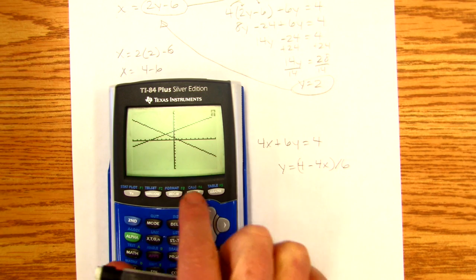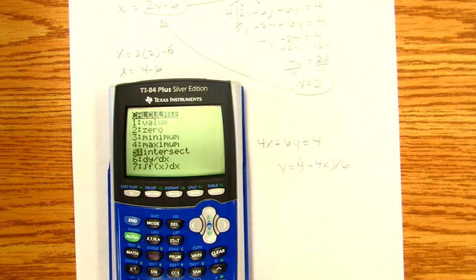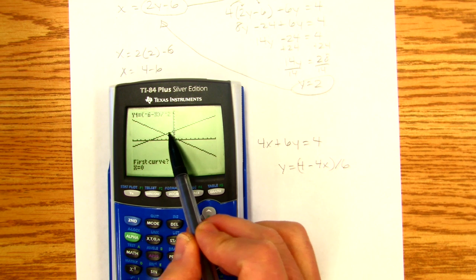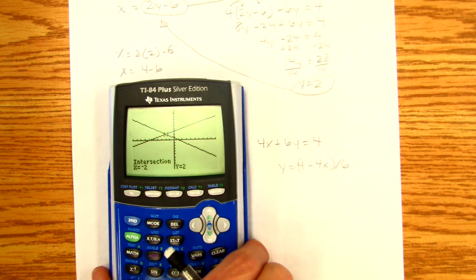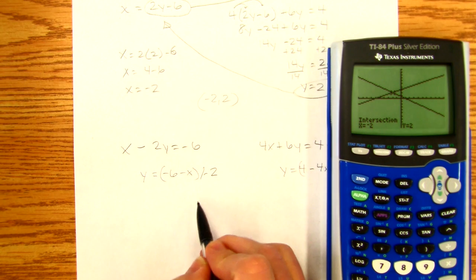And how do I find that? I go to calc, intersect, and it asks me, is this my first curve? Yes. Is this my second curve? Yes. And then do I want to make a guess? No, it's why I'm using my calculator. And there's my intersection. And remember what I said to do.